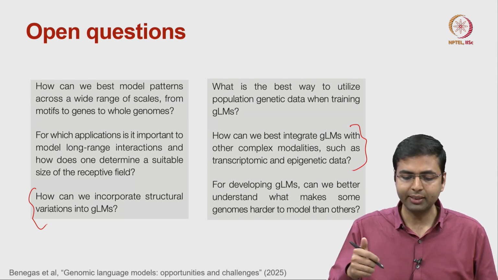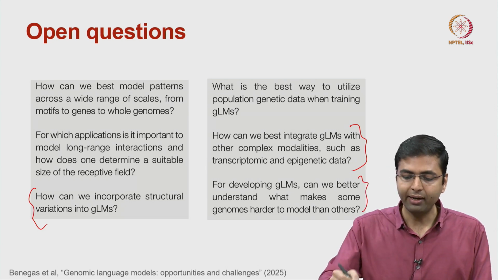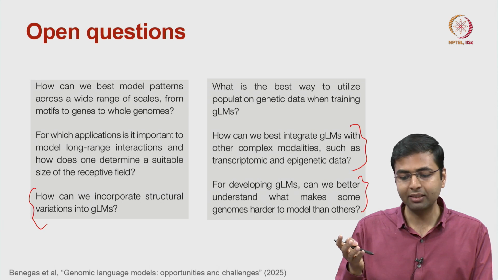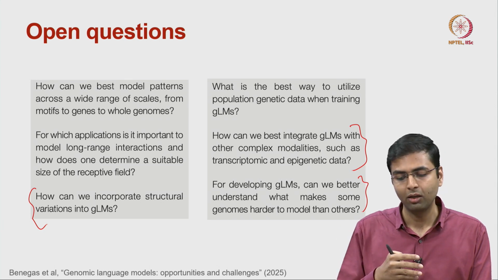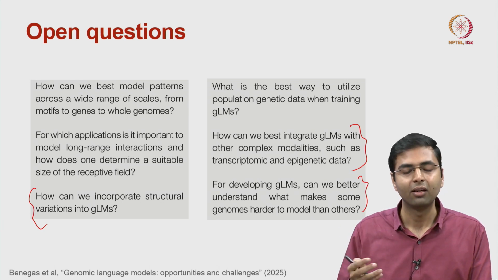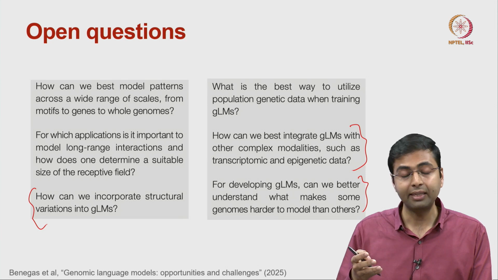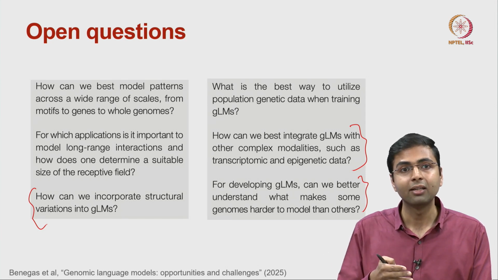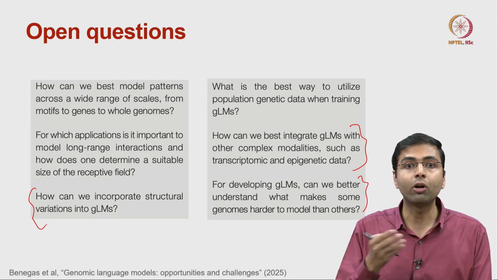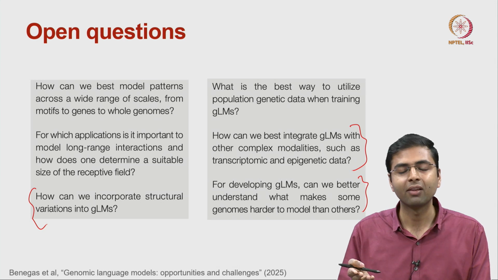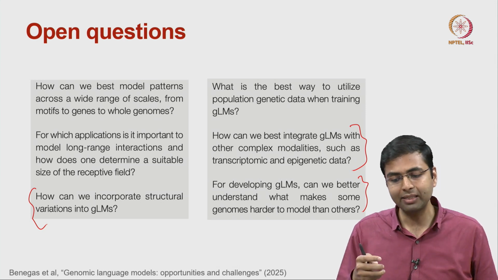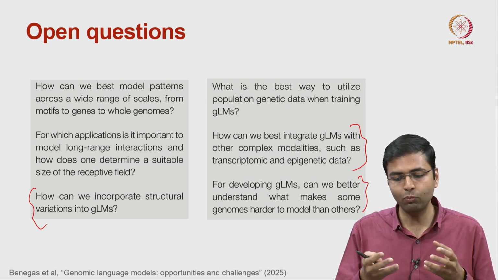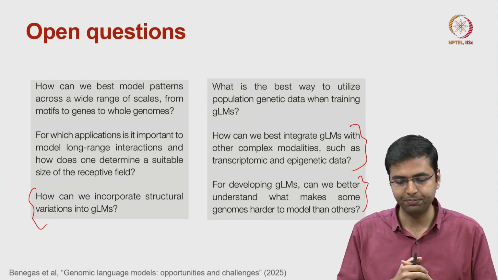And also it's unclear, can we understand better what makes some genomes harder to model compared to others. So for example, as I showed in the results, the Arabidopsis plant has been found to be easier to model compared to human genomes. So it's unclear what makes some genomes easier to model compared to other genomes.